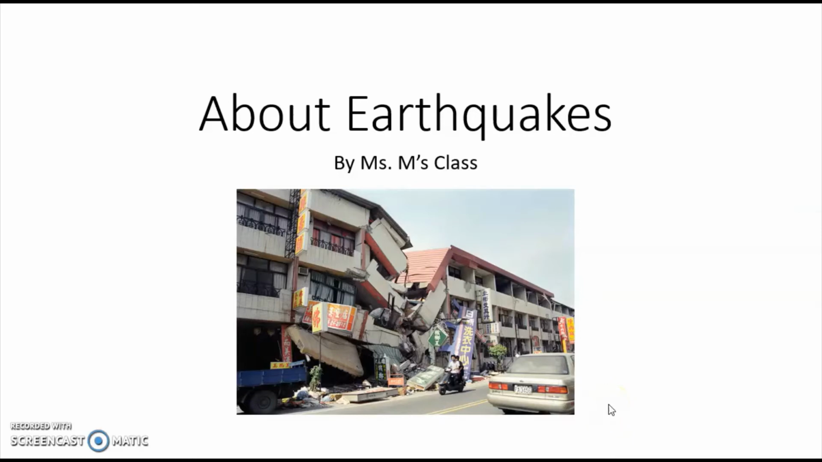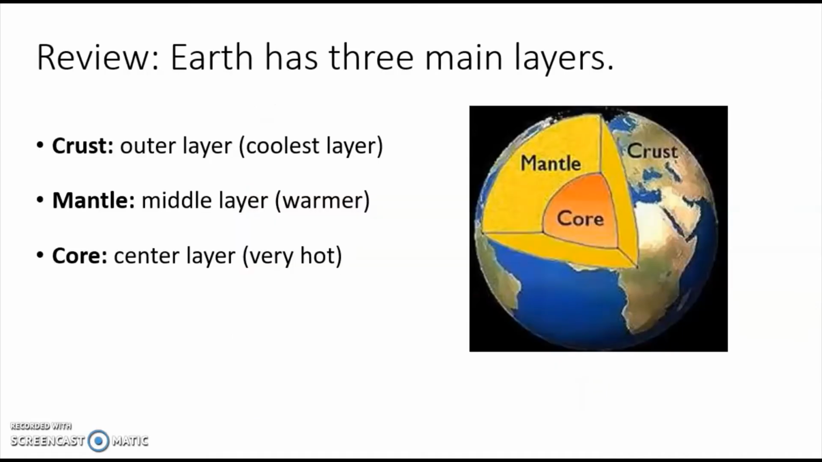Today we're going to learn about earthquakes. Let's review what we've learned so far, though. Earth has three main layers. The crust that we live on, which is the coolest layer. It has the continents and oceans. The mantle, which is the middle layer, and it's warmer and there's melted rock in there. Here the rock is strong and cool on the crust. In the mantle, it's melted rock. And the center layer is called the core, which is very, very hot.